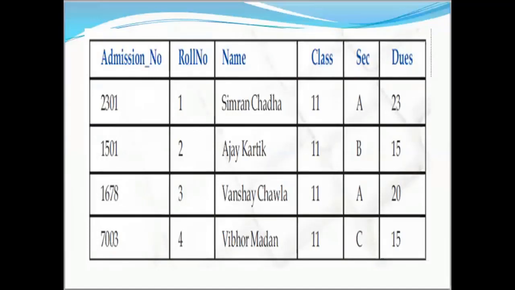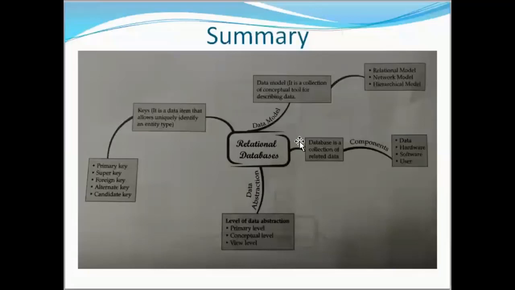So let us summarize what we learned in this session. Relational database was the chapter we learned. Here we learned that we have different data models, different formats to store the data, that is relational model, network model, hierarchical model, where we need to learn about the relational model, which stores data in the form of relations, also known as tables.